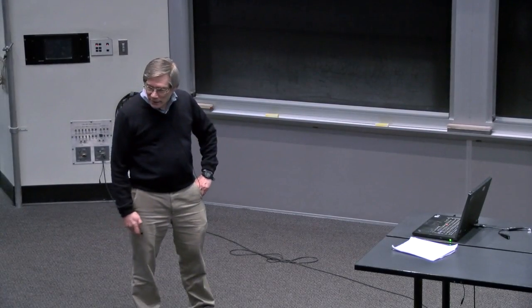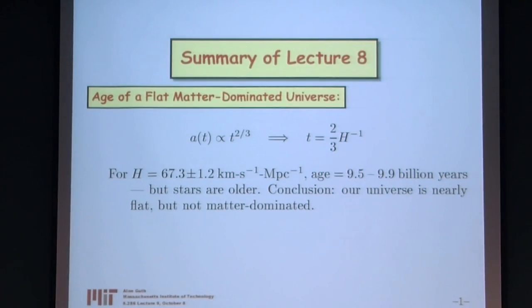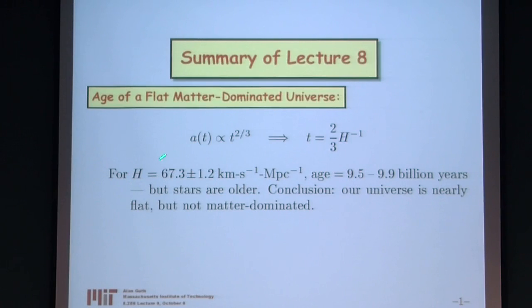Quick review of what we talked about last time. The first thing we did last time was to discuss the age of a universe, considering so far only flat, matter-dominated universes, where the scale factor goes like t to the 2/3. And we were easily able to see that the age of such a universe was 2/3 times h inverse. And we did discuss what happens if you plug in numbers into that formula using the best current value of h, the value obtained by the Planck team last March. The age turns out to be about 9.5 to 9.9 billion years.